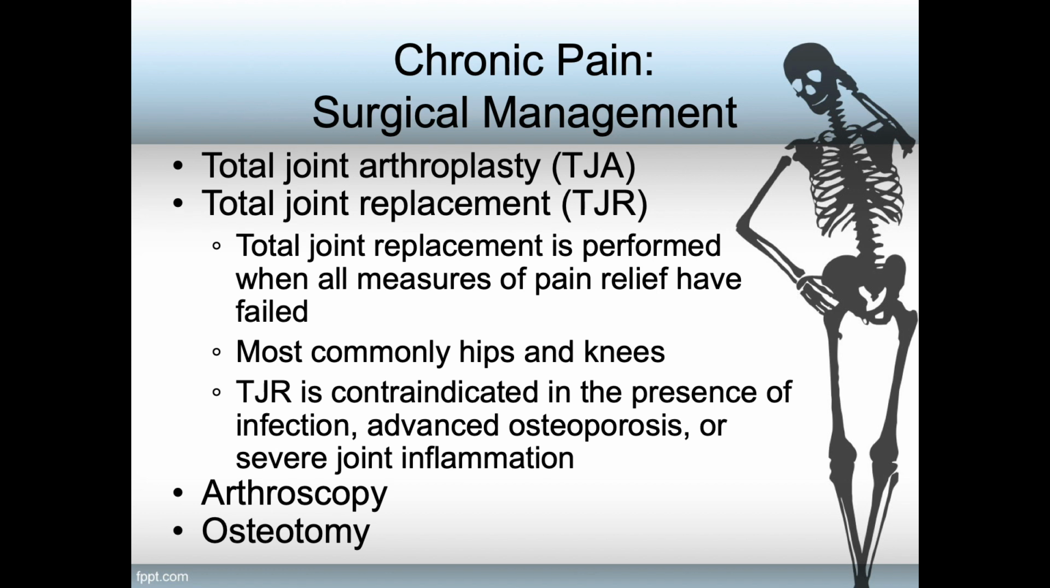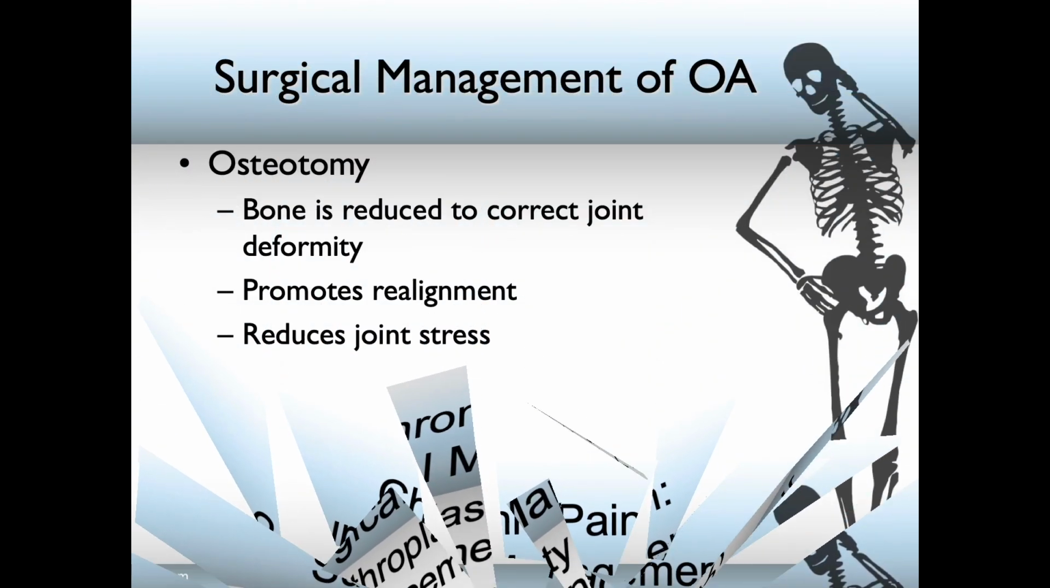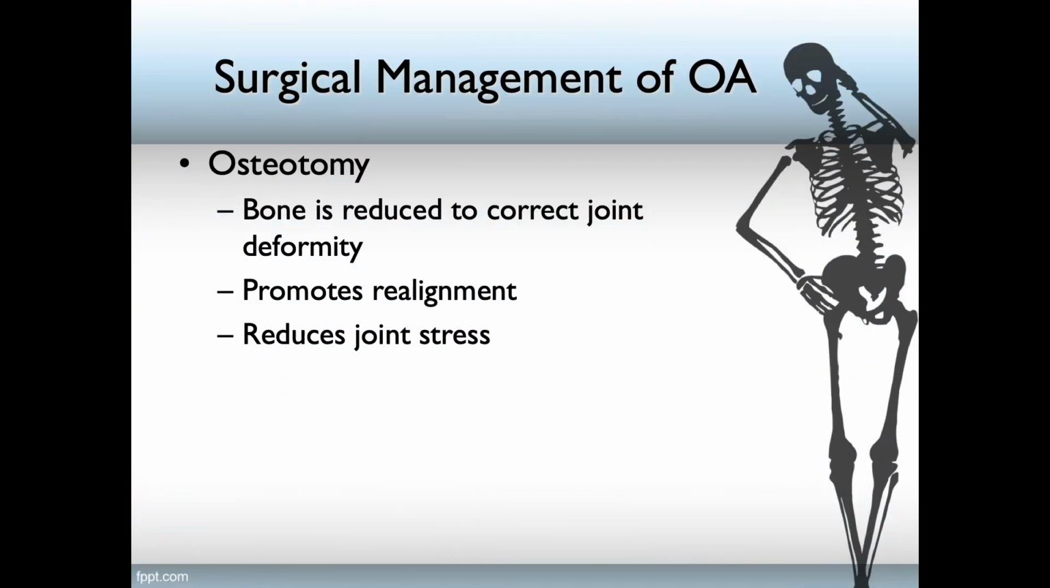Sometimes the repair can be done through a scope called an arthroscope, and the procedure is called arthroscopy. And sometimes an osteotomy is required. This is a shortening or lengthening of a bone to realign it. This realignment has been known to reduce joint stress and therefore reduce pain.